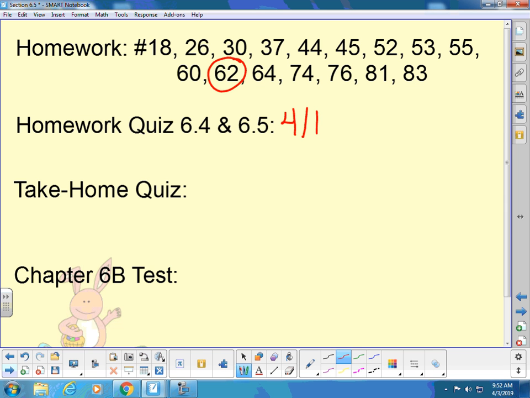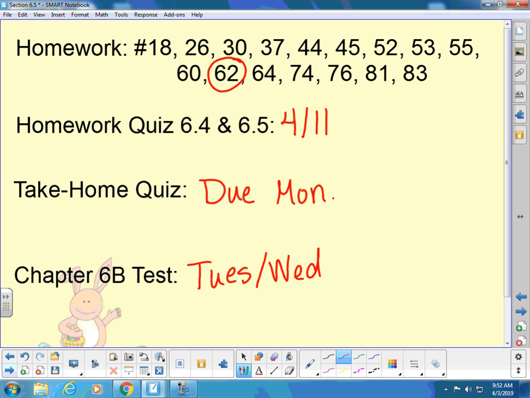Just a reminder, homework quiz is until next Thursday, so you got about a week to wrap all this stuff up. Take-home quiz you're going to get tomorrow. It will be due on Monday. You'll have a work day Friday. And then tests, we're going to review Monday. It's going to be 2 shortened class periods, Tuesday and Wednesday. Okay? Questions for me?